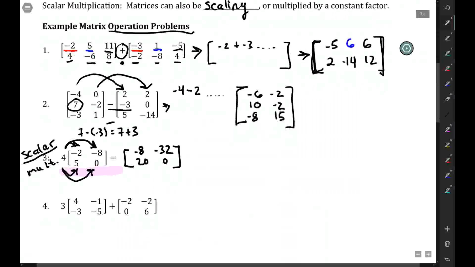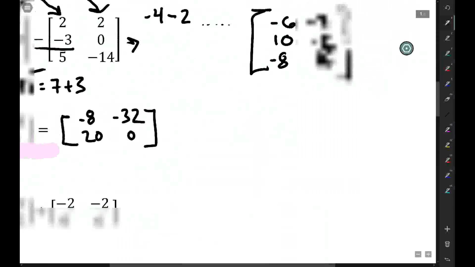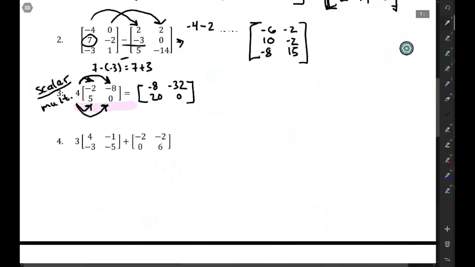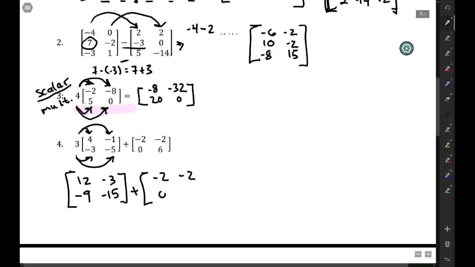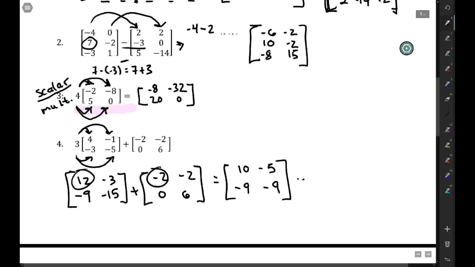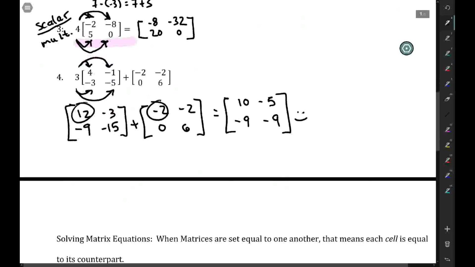Scalar multiplication. We can combine the two things in one, okay? Wow, we just scalar multiplied there, sorry. But combining everything at once, we can scale and then add. So first we'll scale everything here. So 12 minus 3, negative 9, negative 15, boom, boom, plus negative 2, 0, 6, equals, adding each spot, 10, negative 5, negative 9, and negative 9 again. Okay? Easy peasy.